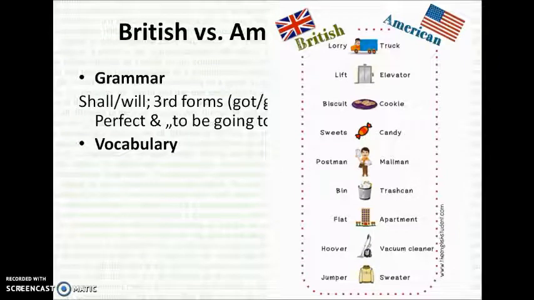Mail is being delivered by a postman in Britain and by a mailman in America. In Britain, you throw rubbish into a bin, while in America, you throw it into a trash can. Then in Britain, you live in a flat, while in America, you live in an apartment. In Britain, you clean your floor with a hoover, while in America, you clean it with a vacuum cleaner. And finally, when you're cold, in Britain you put on a jumper, while in America you put on a sweater.